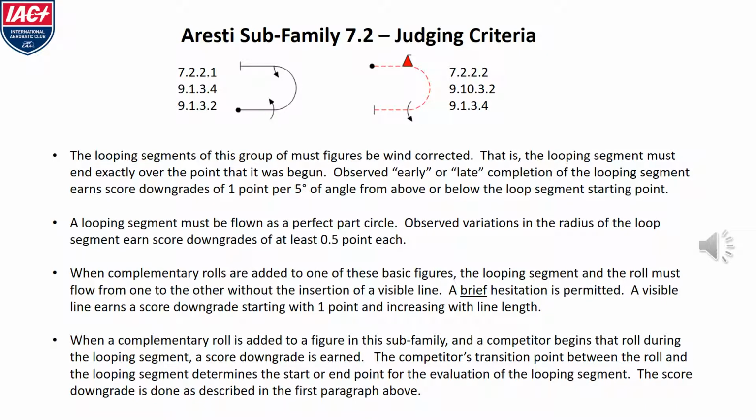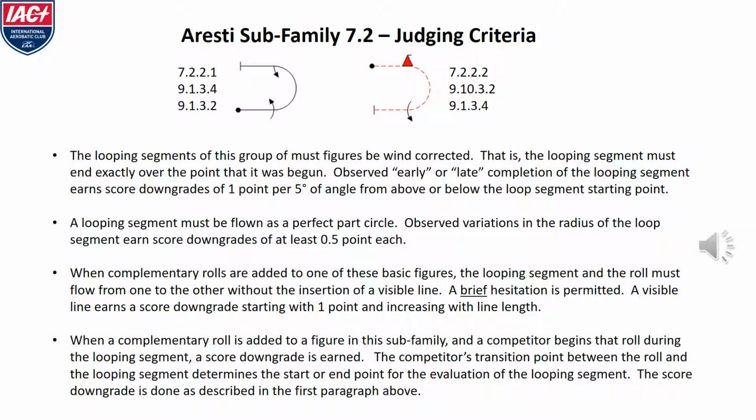Judging criteria. The looping segments of 7.2 figures must be wind corrected. That is, the looping segment must end exactly over the point that it was begun. Early or late completion of the looping segment earns a score downgrade. A looping segment must be a perfect half circle. Observed variations in the radius of the loop are score downgrades.